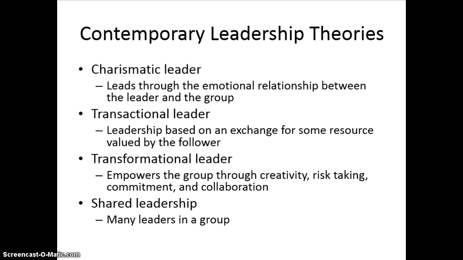Contemporary leadership theories include the charismatic leader, who leads the group through an emotional relationship between the leader and the group. The transactional leader, where leadership is based on the exchange for some resource valued by the follower. The transformational leader, which empowers the group through creativity, risk-taking, commitment, and collaboration. And shared leadership, in which there are actually many leaders within the group itself.